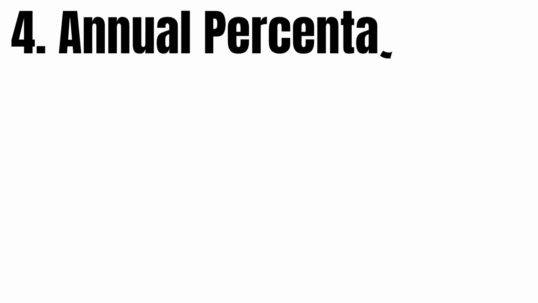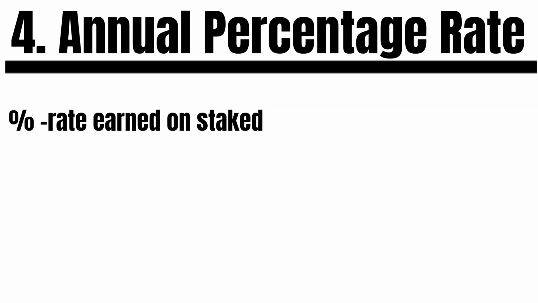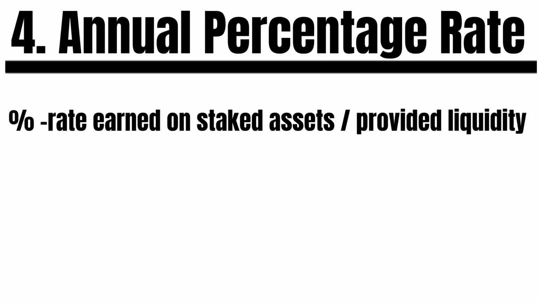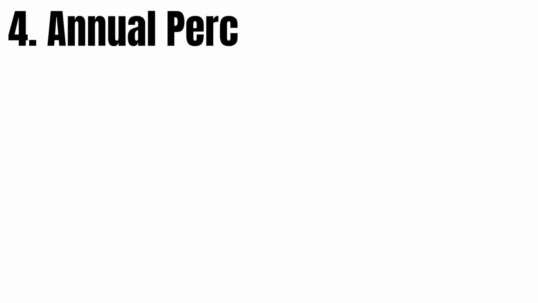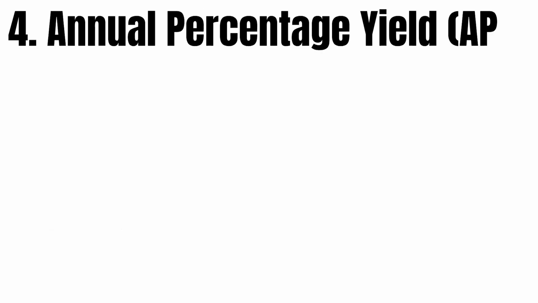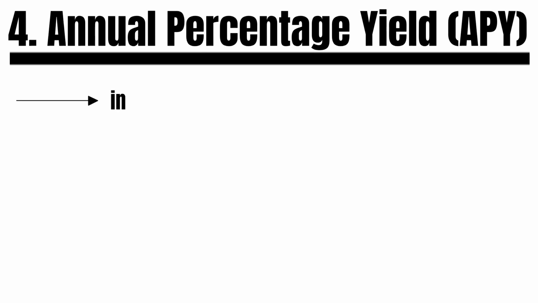The annual percentage rate tells you how much percentage you earn on your deposit every year when you stake your tokens or provide liquidity. For example, if you stake $1,000 worth of Atom and the staking APR is 20%, you will earn $200 over a year. The annual percentage yield, the APY, is derived from the APR. It tells you how much you earn when you compound your staking rewards.